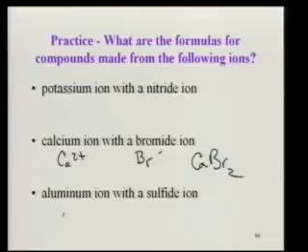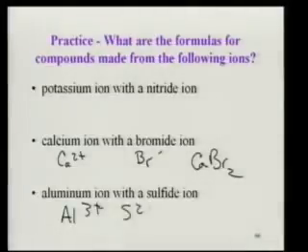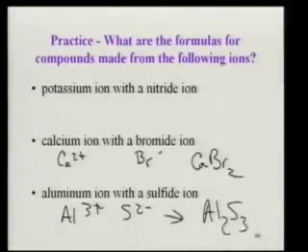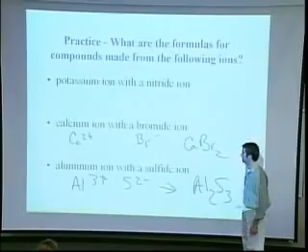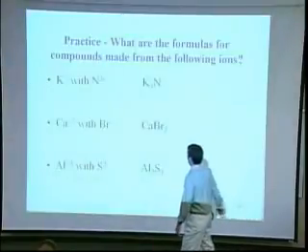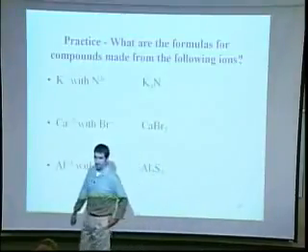Aluminum. Al 3 positive, the aluminum ion. Sulfide ion. S 2 negative, or -2, however, doesn't matter. What do I get? Good. Double check. Al2 means there's 2 of them, each with the 3 positives, so there's 6 positives. There's 3 of these, each of them with the 2 negatives, 6 negatives. It all works. So there we go. You can do it.